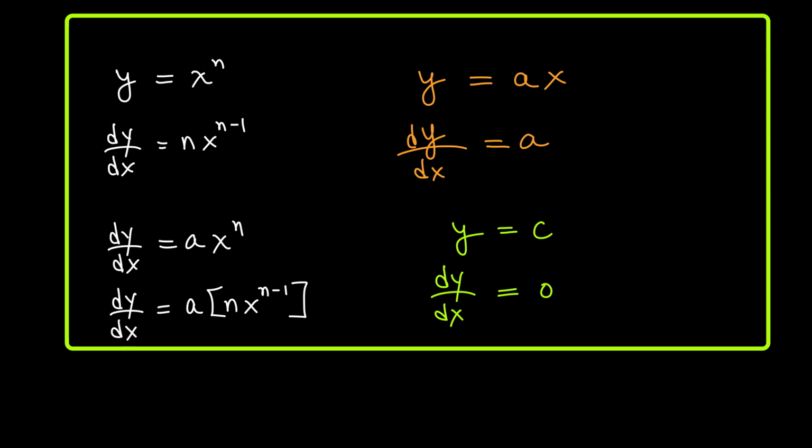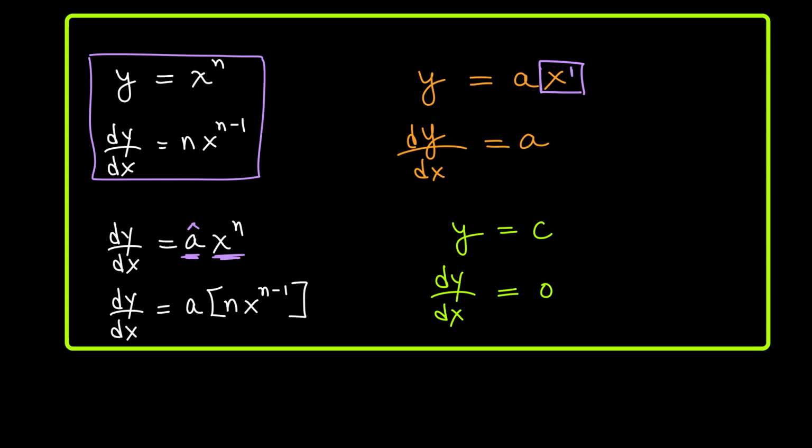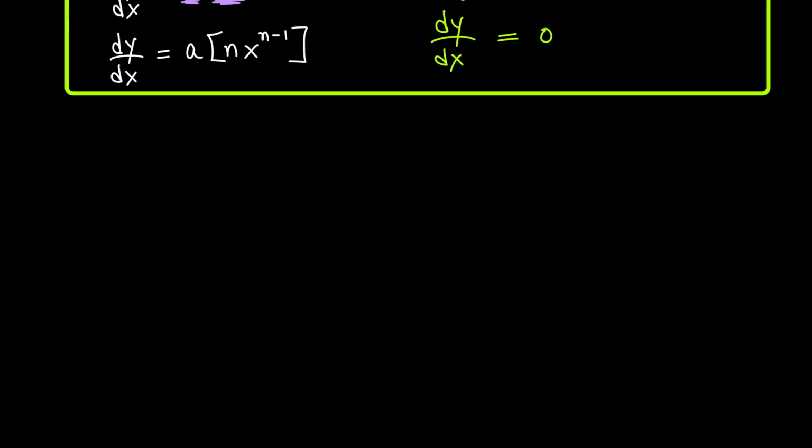So the original rule is this. This is an application in which a constant is being multiplied with a variable. This is an application in which the power of x is 1. This is another application of the same rule in which there is simply a constant because the power of x is 0. Now let's try out some examples in which all the rules are applicable.